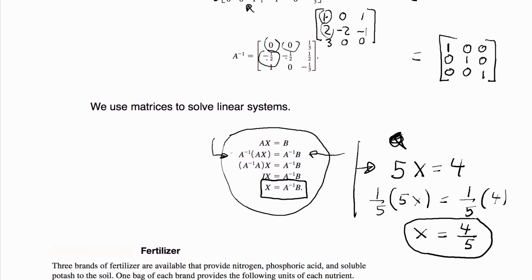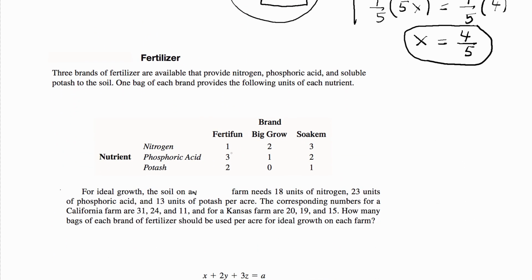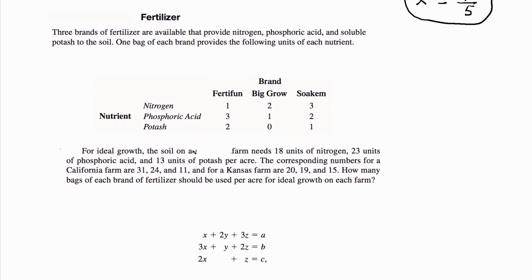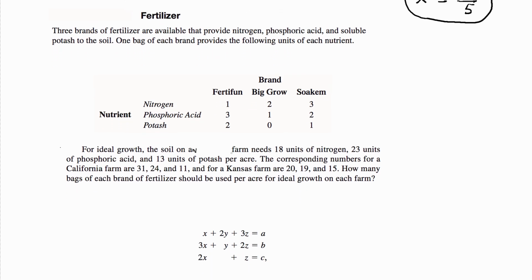So let's look at this example. Here's a business application, more or less, of this technique. Fertilizer. We have three brands of fertilizer available that provide nitrogen, phosphoric acid, and potash to soil. These are three important things that we need to add to soil to grow things. One bag of each brand produces the following units of each nutrient.